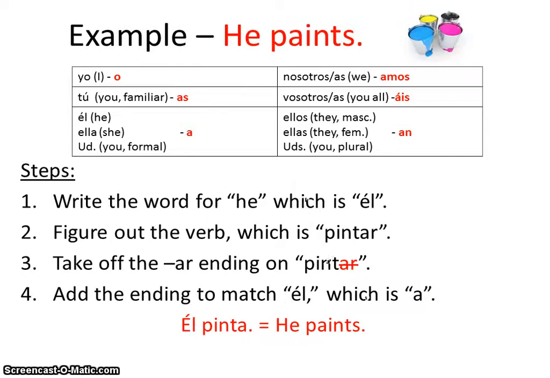The next example is he paints. Step 1, write the word for he, which is él. 2, figure out the verb, which is pintar. 3, take off the AR ending on pintar, which leaves you with the root pint. And 4, add the ending to match él, which is a. Él pinta means he paints.